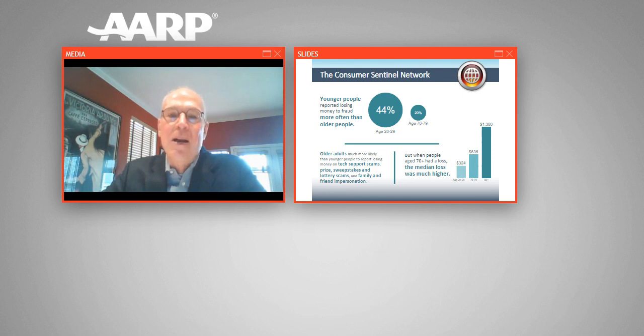Unfortunately, you can see in the bottom right-hand corner that when people aged 70 plus had a loss, the median loss was much higher. It was $635 as opposed to $324 for those aged 20 to 29. And for those who are 80 and over, the median loss was $1,300.